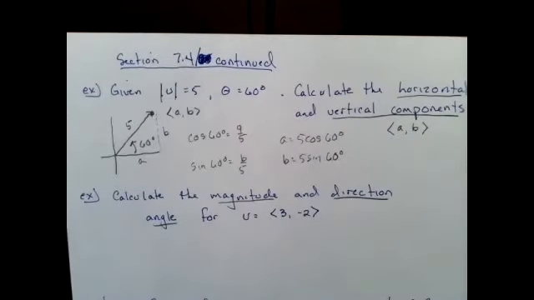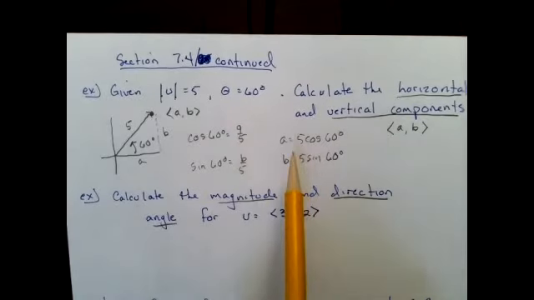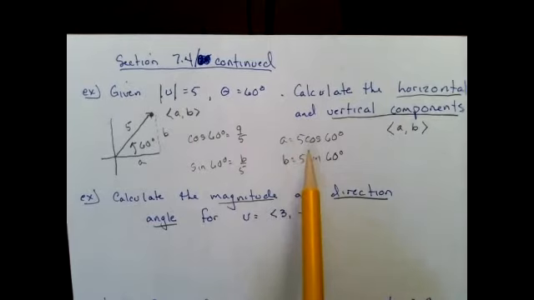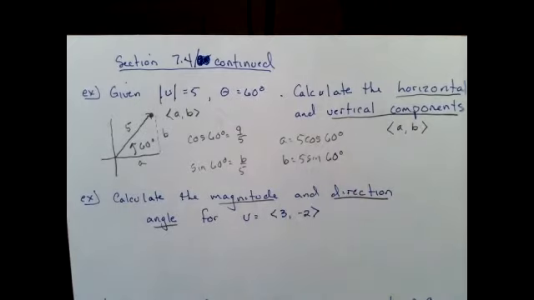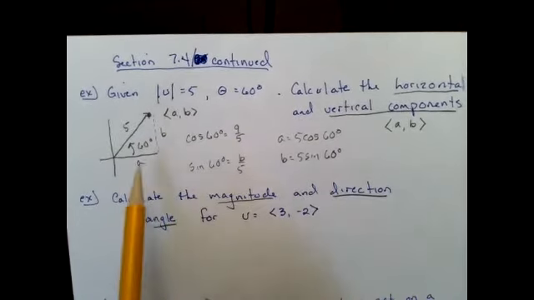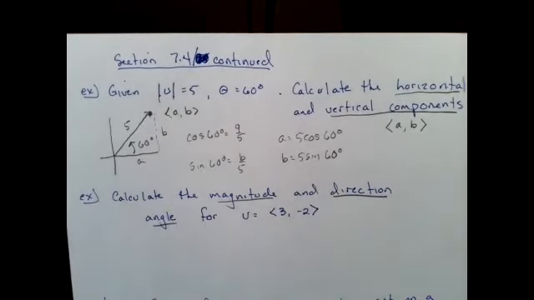Deriving it is good to me. Some people remember that A is the magnitude times the cosine of theta, and B is the magnitude times the sine of theta. I drew the picture and used some stuff that I've learned earlier in the semester and applied it to my vector.